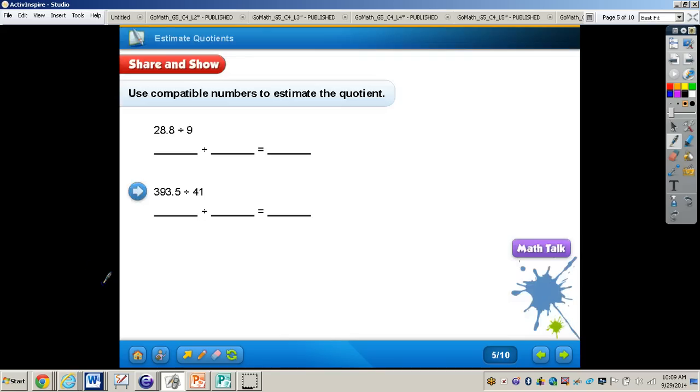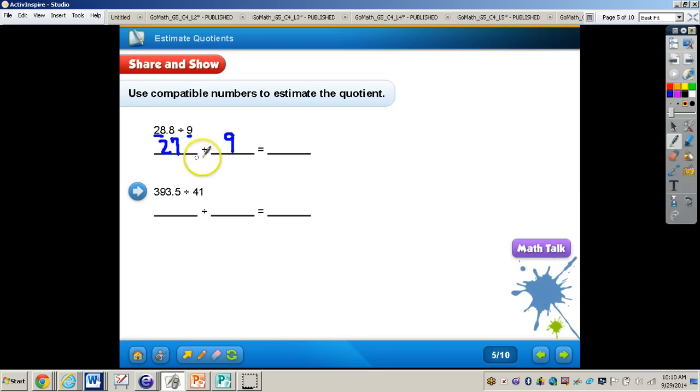Let's do these two problems in the share and show section. It is very important to understand that we can increase the dividend, or we can decrease the amount of that dividend. Now we can see that we have 28 and 8/10 divided by 9. Now that 9 is a single digit, so we can just keep that 9 the same. Now let's take a look at that 28. We need to think about what is the closest number to 28 that's compatible with 9. Now I know that 28 can be changed to a 27. That's a number that's compatible with 9. So we have decreased the value of the dividend, but it's very important to understand that you just find a compatible number.